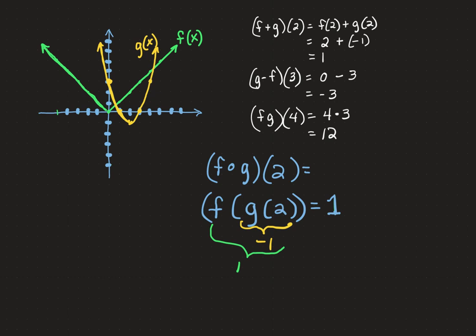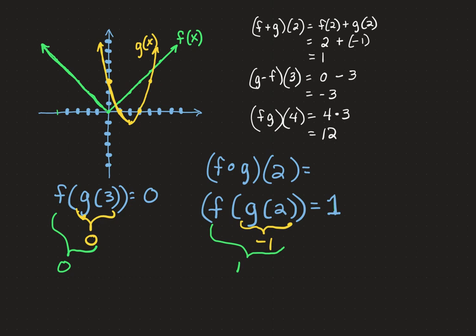Let's do it again for a different value. Let's try f of g of 3. So g of 3, what would that be? Let's take a look. 1, 2, 3, that's 0. So 0. And f of 0 is 0. So in this case, our function f of g of 3 is 0.